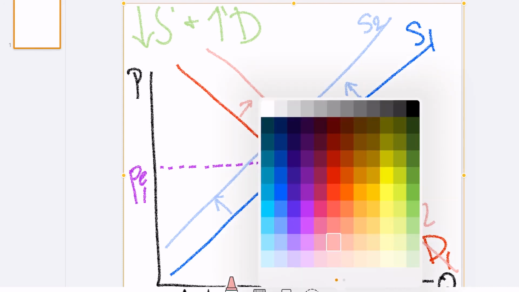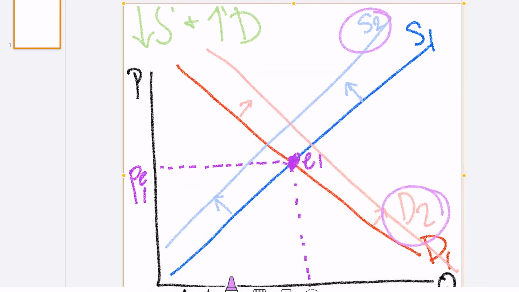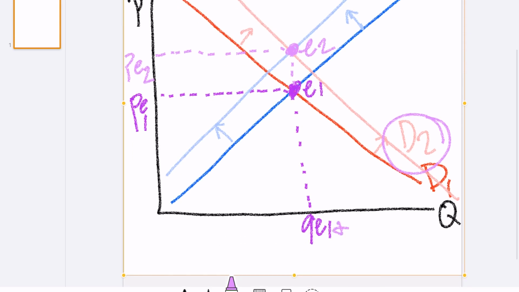Look at that magic down there. And then I'm going to find where S2 meets D2, which happens to be right here, calling it equilibrium 2, and drawing new lines to the price and quantity axis. You'll see that the price equilibrium has changed, but quantity equilibrium has not.